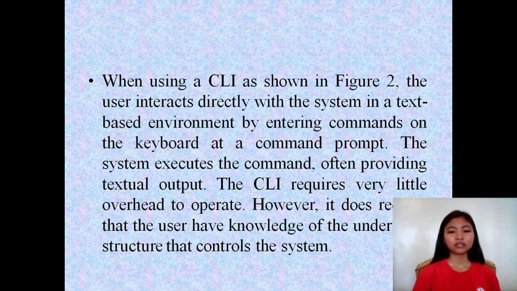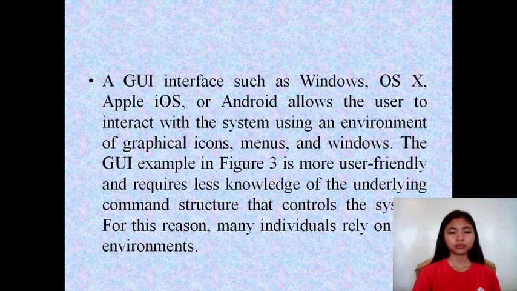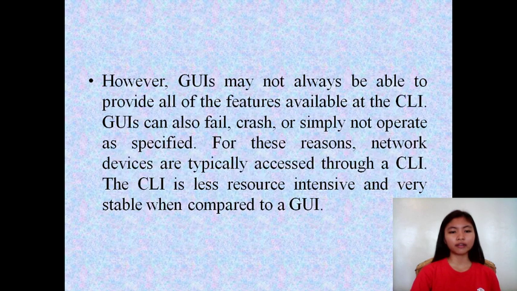The CLI requires very little overhead to operate. However, it does require that the user have knowledge of the underlying structure that controls the system. A GUI interface such as Windows, OS X, Apple iOS, or Android allows the user to interact with the system using an environment of graphical icons, menus, and windows. The GUI example is more user-friendly and requires less knowledge of the underlying command structure that controls the system. For this reason, many individuals rely on GUI environments.